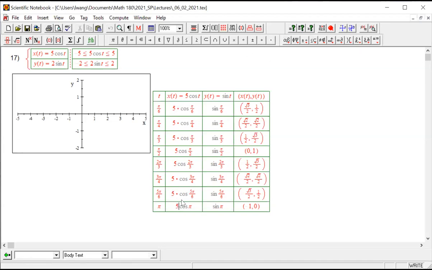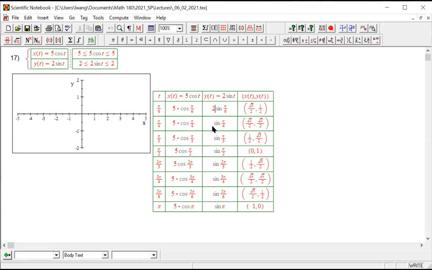I don't really need the dots. All right. And the sine is twice, so 2 times. So you get these points, and of course, this is going to be 5 times, and this is going to be 2 times.